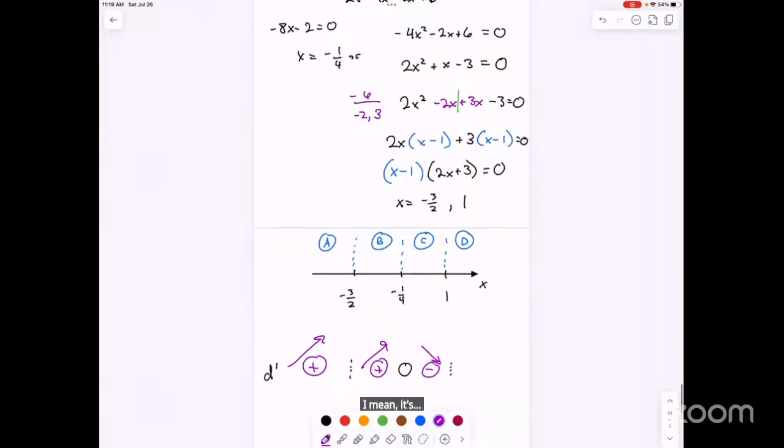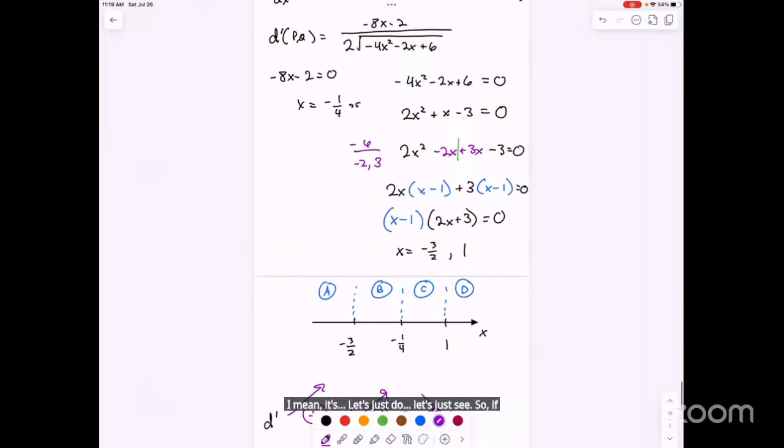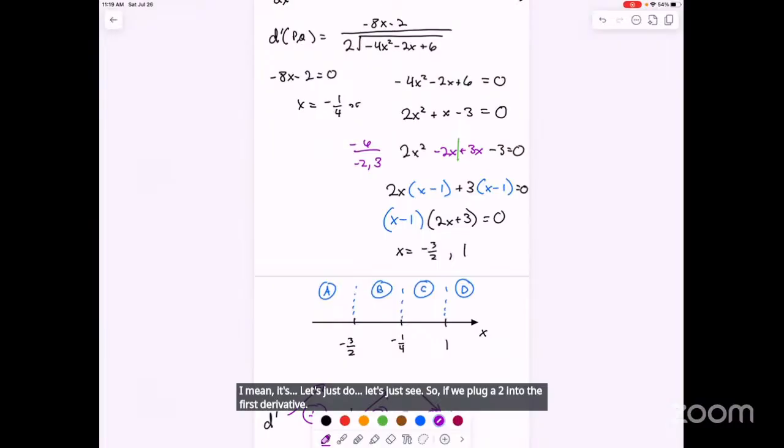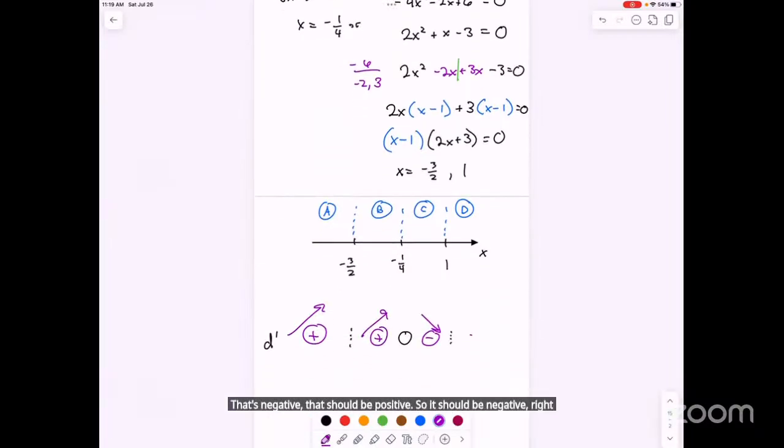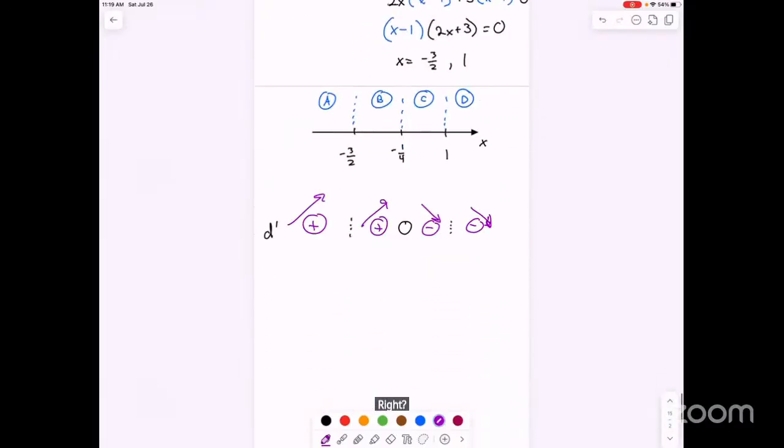Let's just see. If we plug a 2 into the first derivative, that's negative. That should be positive. So it should be negative, right? Okay. So we only had a max when x was negative 1/4, right? Again, this implies that this is our local max when x is negative 1/4.